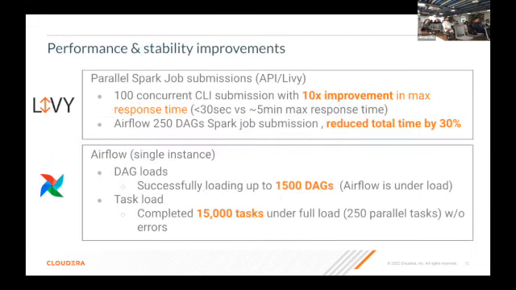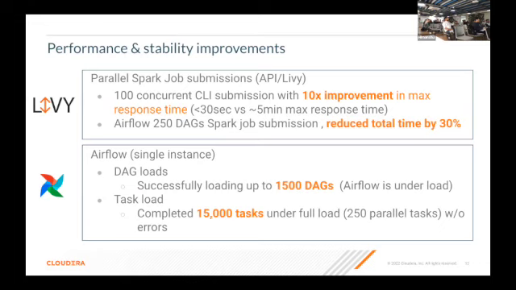So what have we done so far? Right now, we have made improvements to our Livy and Airflow installations. So right now, from Airflow, when we submit 250 DAGs that are orchestrating Spark jobs, from past releases, we've reduced our total time of the entire thing to run by 30%.